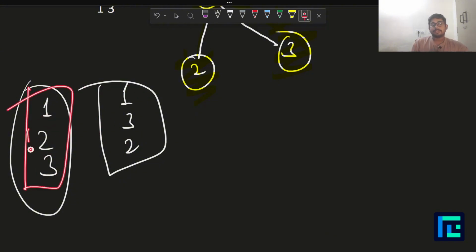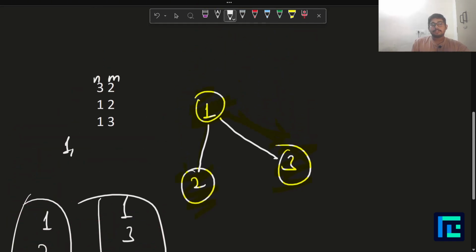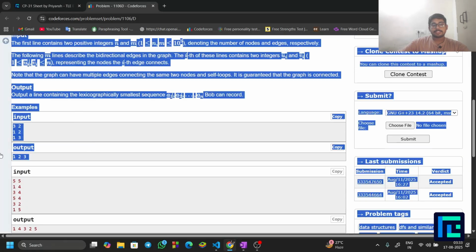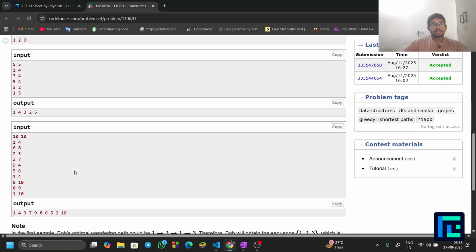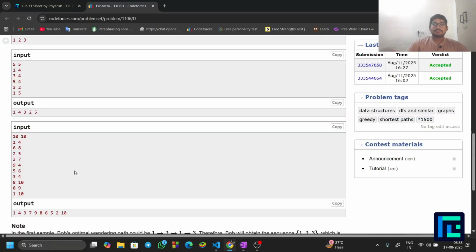This one is lexicographically smaller, because at this second index this is 2, this is 3. So the lexicographically smallest permutation we can obtain here is 1, 2, 3. This was our answer for the first test case, 1, 2, 3. Okay, so I hope you have got what the problem is trying to say. Let's look at the solution.